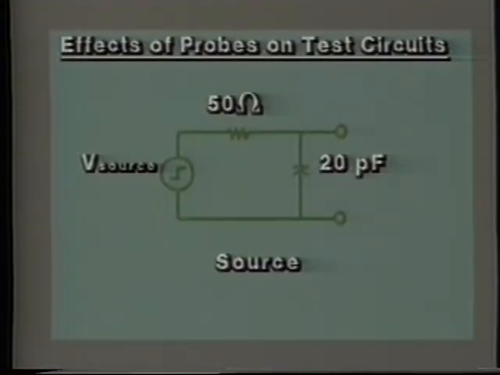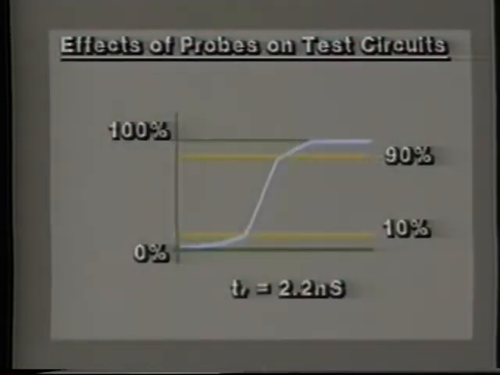Okay, we've examined passive probes in theory as well as compensation and ground lead inductance. Now let's examine the effects of attaching some real-life probes to a real-life circuit. Our test signal is a 50 ohm source driving a 20 pF capacitive load. The time constant of the RC network will determine the 10 to 90% rise time. That's 2.2 times RC, or 2.2 times 50 times 20 pF, or 2.2 nanoseconds.